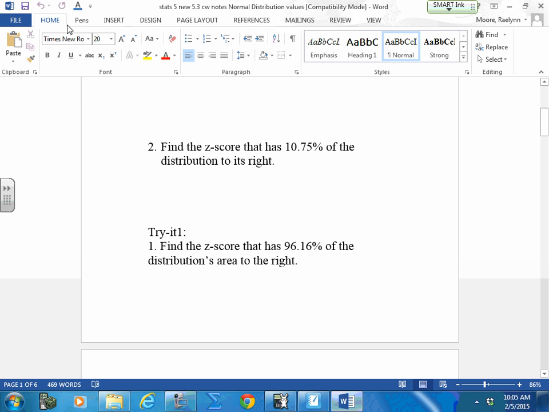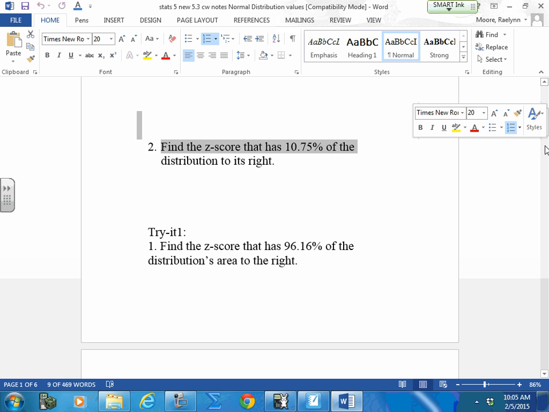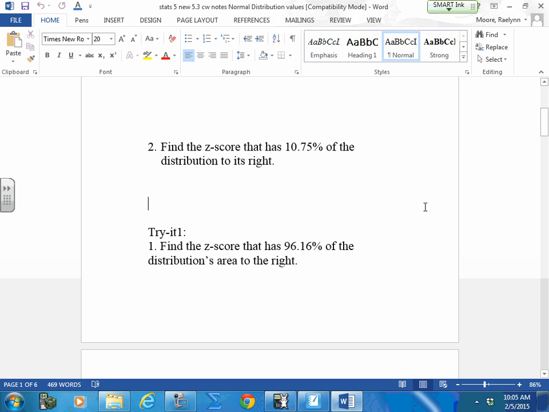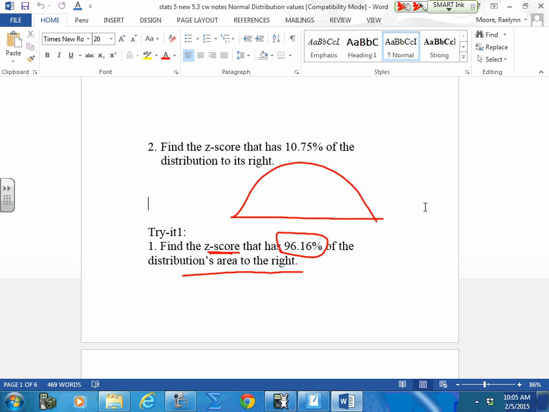We did this one, so let's do this one again. Find a z-score that has 96.16%. That's real close to the whole area. In its distribution to the right of it. Now remember, half of this is 50%, half of this is 50%. I want to shade to the right.